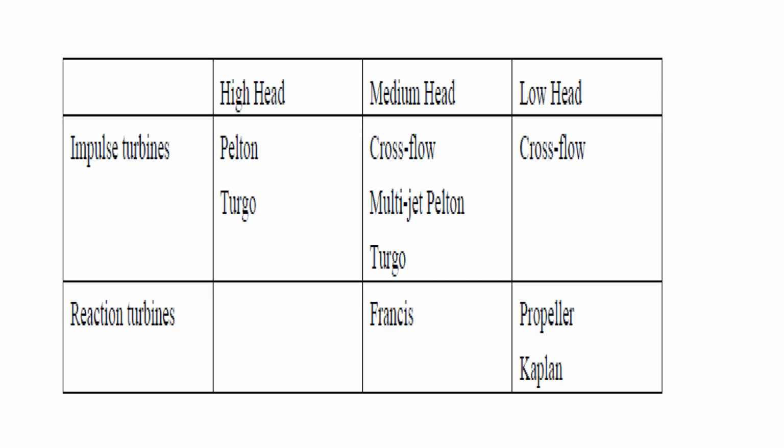Next, impulse and reaction turbines are classified as high head, medium head and low head. The categories of high head, medium head and low head are shown in the figure.